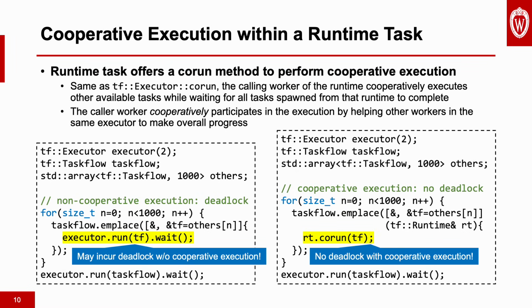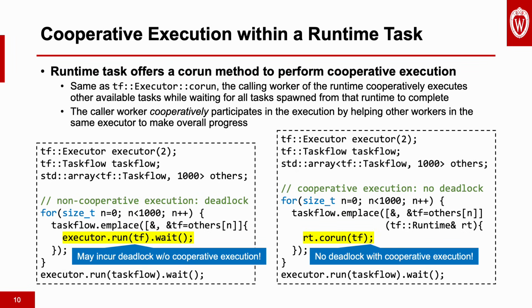To be more specific, the caller worker cooperatively participates in the execution by helping other workers in the executor to make the overall progress. For example, on the lower left, I create a taskflow of 1,000 tasks, where each task submits a new taskflow using non-cooperative execution. When you call wait, there is a chance that the operating system will preempt the calling worker until the corresponding taskflow finishes. However, if all workers are preempted, no tasks will be able to run, leading to deadlock.